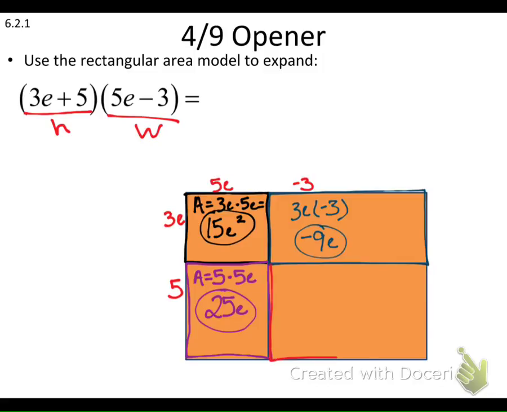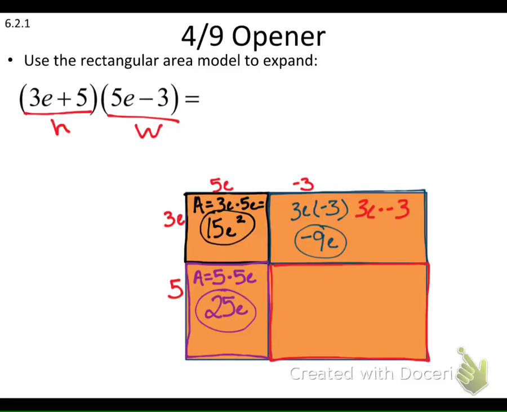Why did you do that, friend? Because I don't like the 3e times negative e. I don't like the way that looks. It's just a personal preference of mine. But if you want to write that multiplication sign, you definitely can. It's up to you.